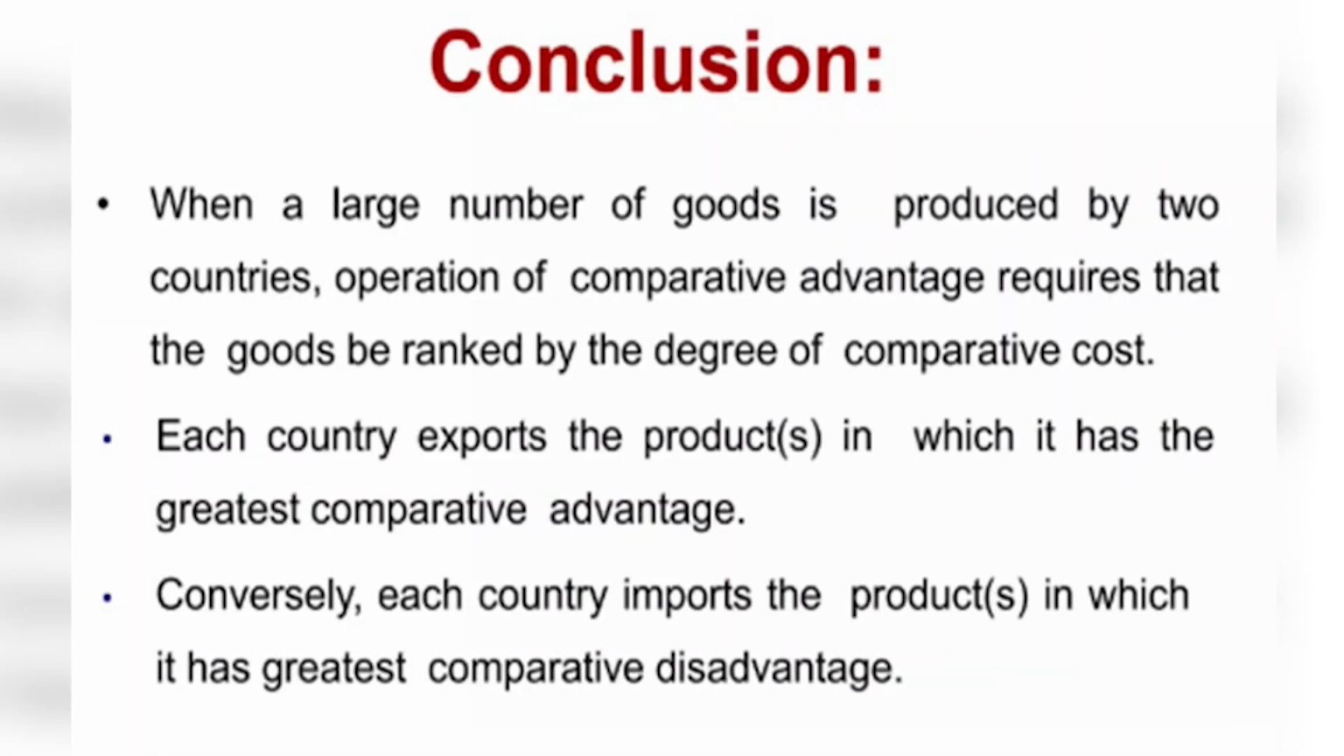If we come to the conclusion, when a large number of goods is produced by two countries, the operation of competitive advantage requires that the goods be ranked by degree of competitive cost. Each country exports the product in which it has the greatest competitive advantage. Conversely, each country imports the product in which it has the greatest competitive disadvantage.